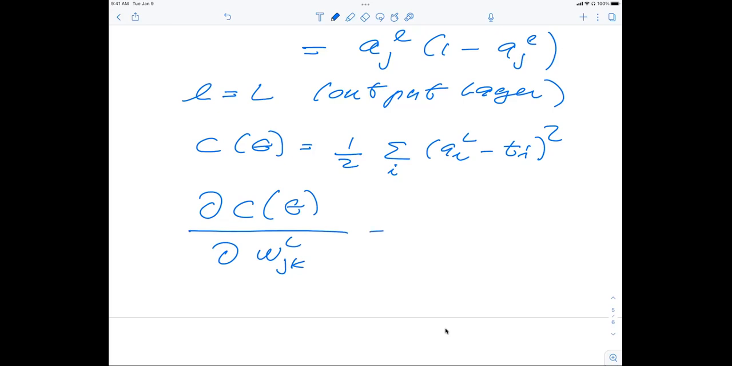And if we take the derivative of that quantity, what you will see now is that this is going to be given by a^L minus t_i, and this is multiplied with da_j^L over dw_jk^L.